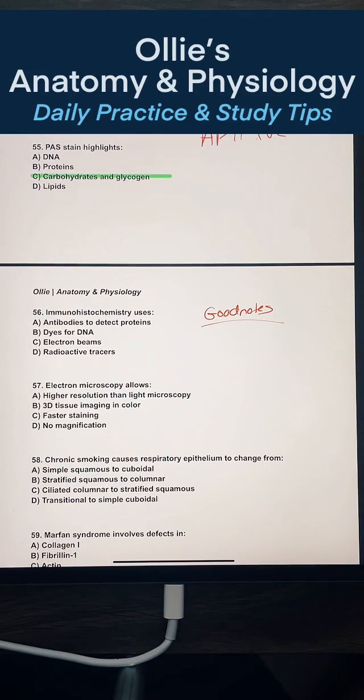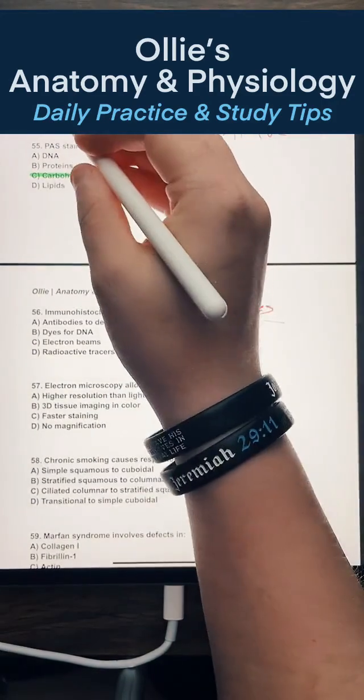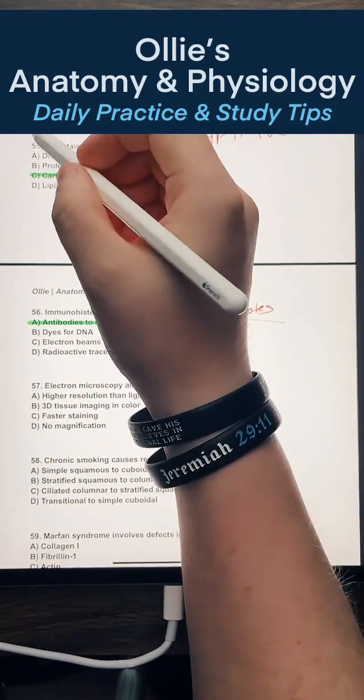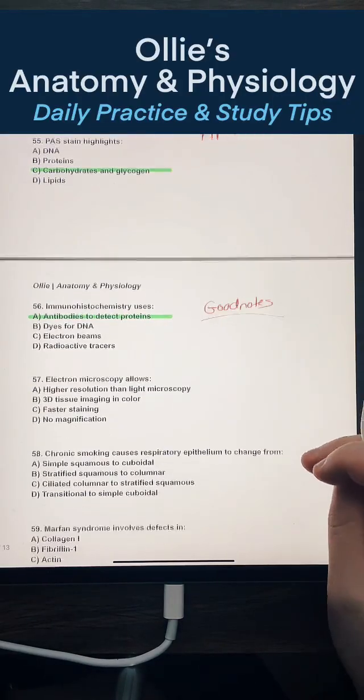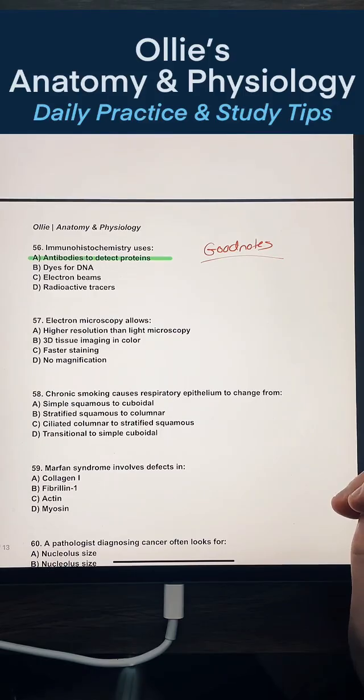But number 56, the answer is A, antibodies to detect your proteins. Number 57, electron microscopy is going to allow for what? A, B, C, or D? What do you guys think?